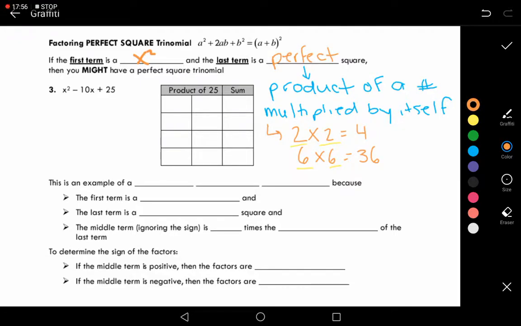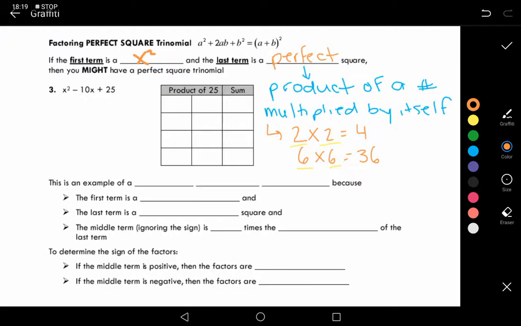Okay, so if the first term is a simple x squared or 1x squared and the last term is a perfect square, then you might have a perfect square trinomial. Okay, so let's take a look at this example. So we have x squared minus 10x plus 25. So we are going to look at this in the exact same way, right?